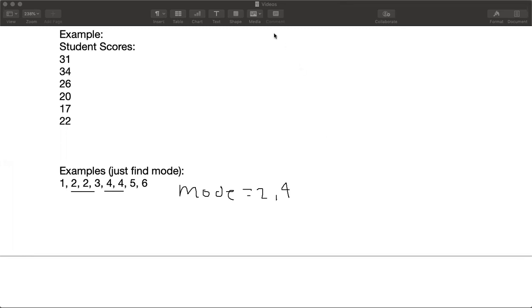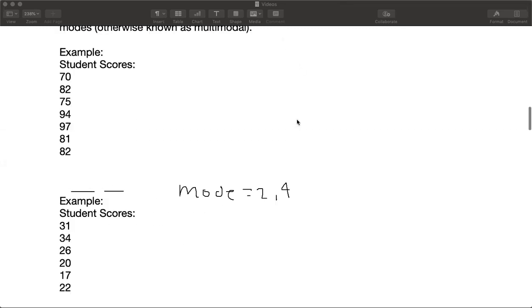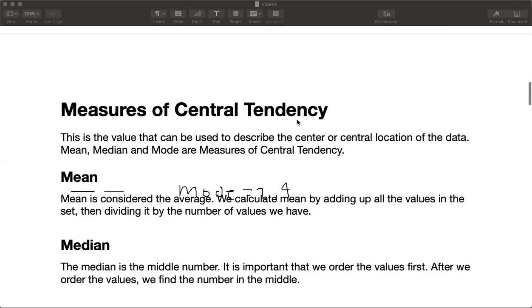So if we want to take a look at our measures of central tendency, we just take a look at our mean, median, and mode.